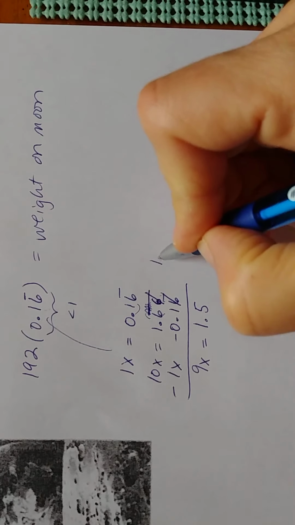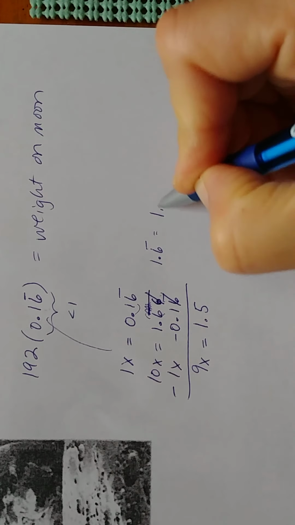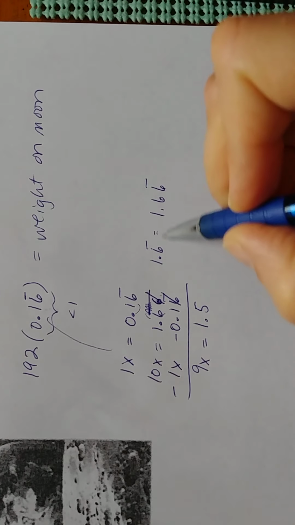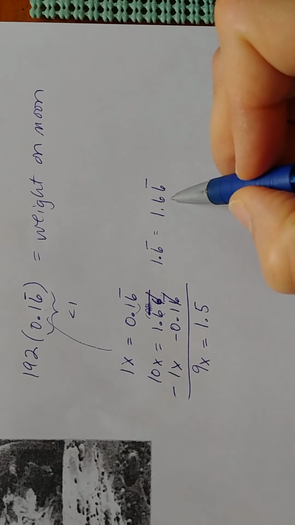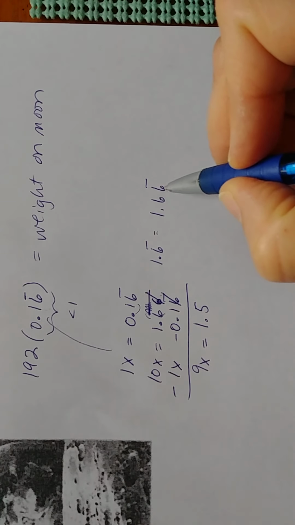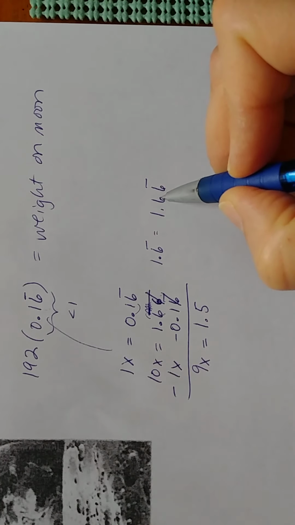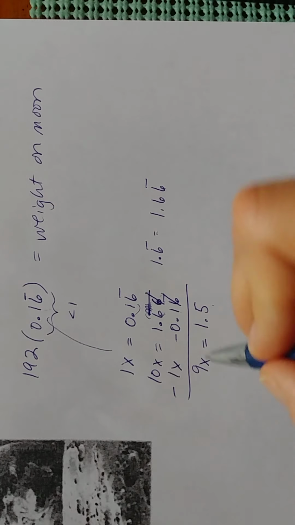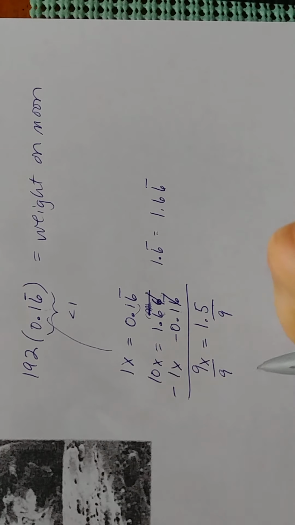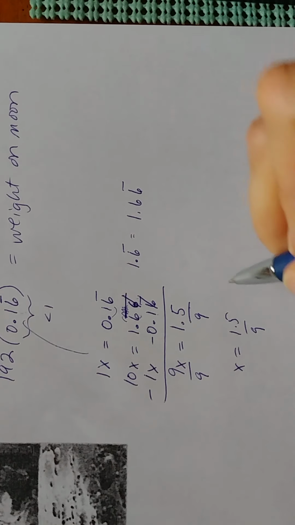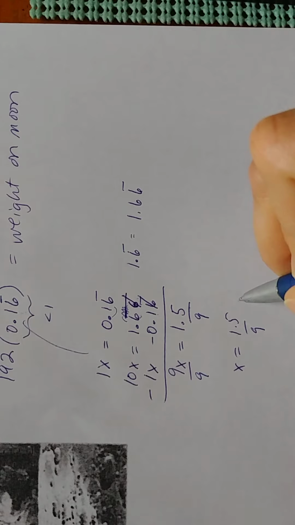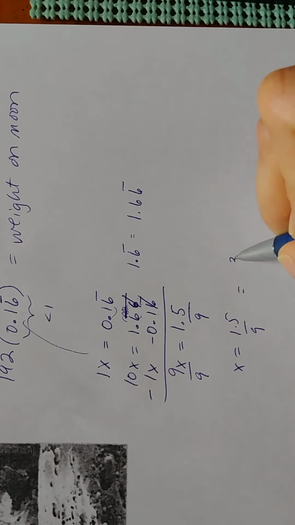So again, I'm treating this 1.6 as 1.66 repeating. So these are the same number, even though they look a little different, because if this 6 repeats, it's the same as this 6 repeating. I can just sort of treat it like a 6 by writing it this way over here and subtract the 1, and I'm left with 5. So if I solve for x here, I have x is 1.5 over 9, which is awkward to have a decimal in a fraction. So if I double the top and double the bottom, I get 3/18.